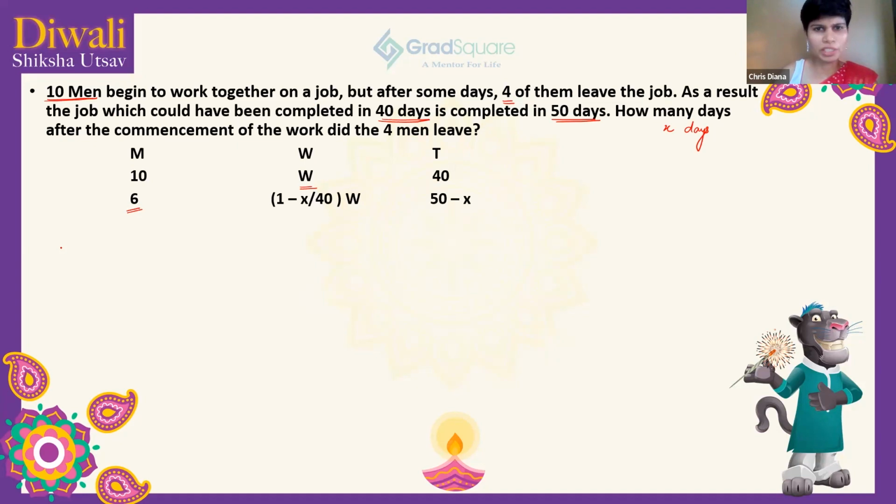So 6 men are only there. And 10 men have worked on it for X days. See, the job could have been completed in 40 days, but they're working for X days. So X by 40 parts of the job is over.